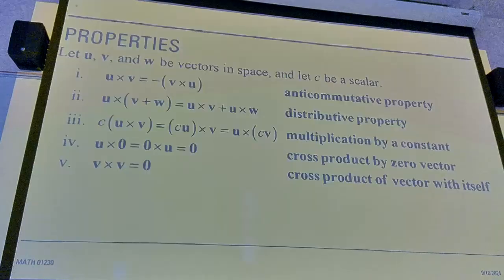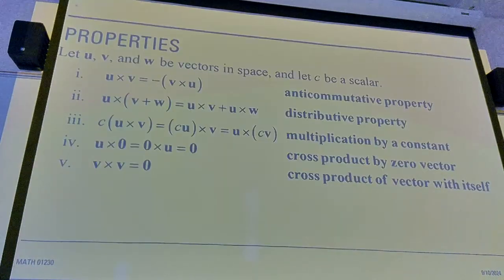Now you can only dot vectors. You can only cross them. A scalar dotted with a vector is undefined. A scalar crossed with a vector is undefined. So we wouldn't be able to do, for instance, the dot product of two vectors and then take the cross product. That would be undefined.